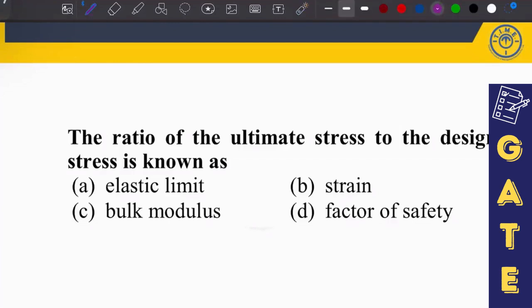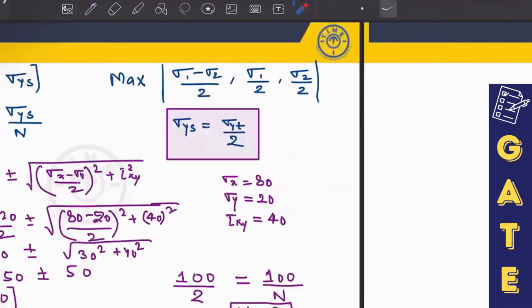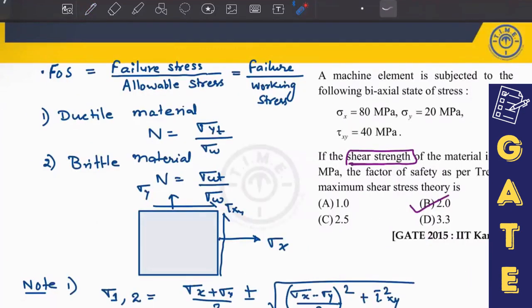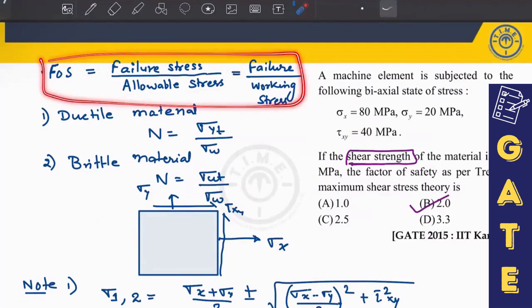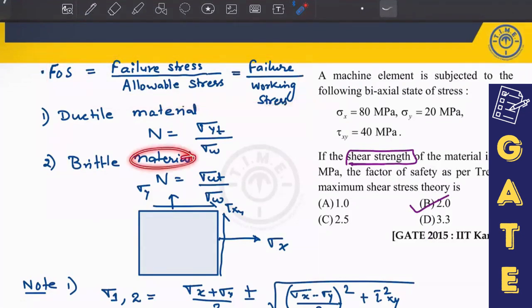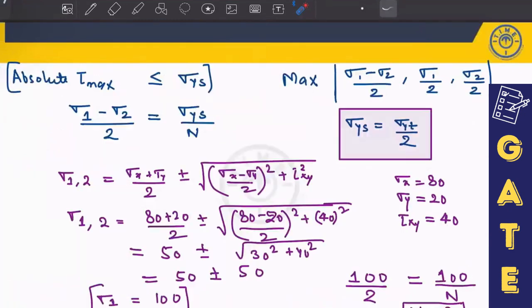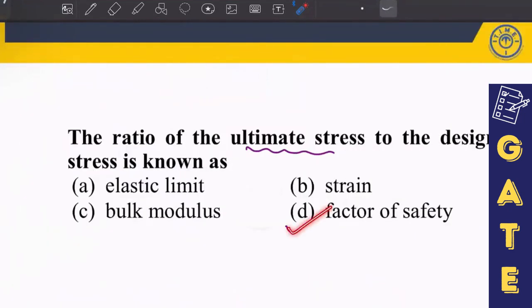It's really straightforward. You know that the ultimate stress divided by design stress is nothing but the factor of safety, which I have already mentioned. You can check it here. So factor of safety is nothing but failure stress by allowable stress. Always remember this important formula, because if I am talking about a brittle material, then I will use ultimate. If I am talking about a ductile material, this stress will be the yield tensile stress. So in this particular question, the correct answer is option D.